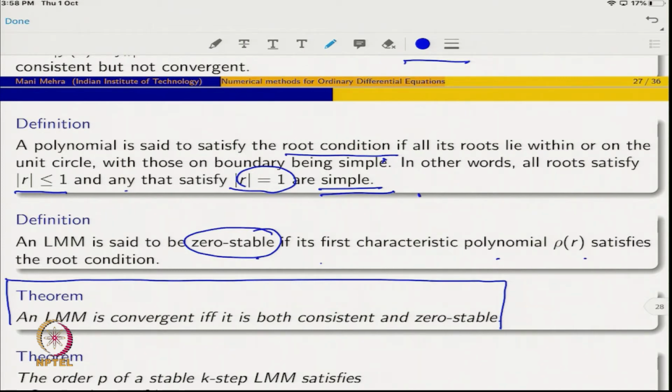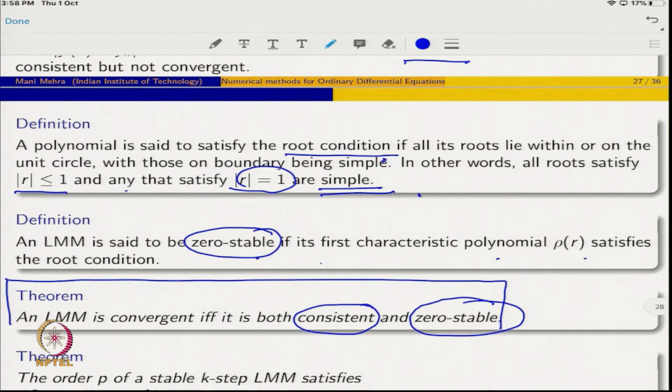A linear multi-step method is convergent if it is both consistent and zero stable. That is what we keep saying: something more is required before you can say that a consistent difference scheme is convergent, and what is that something more? Zero stability. So, I hope consistency is clear to you, and zero stability is clear to you.